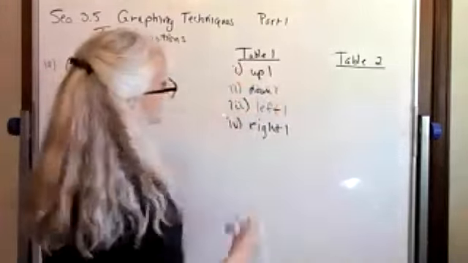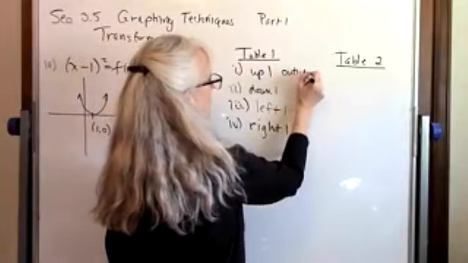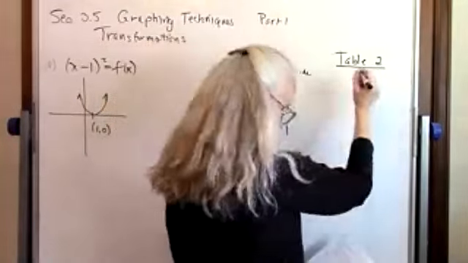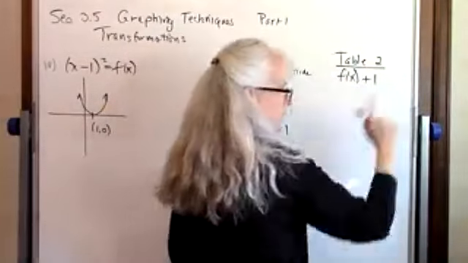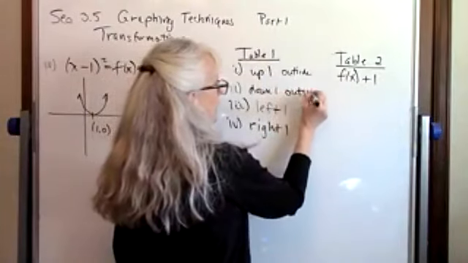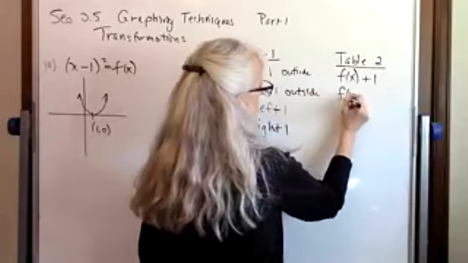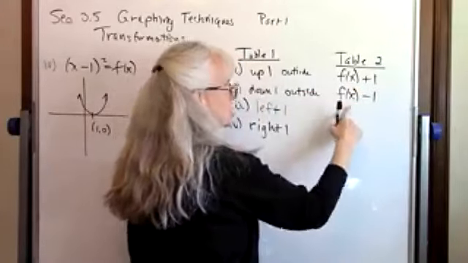We're going to start on table 2. So because this was outside of the function, we're going to come over here and rewrite this as f of x. There's the function, and we're adding 1 outside or after it. This down 1 was again outside the function. So we're going to write f of x minus 1. So the minus 1 is going outside of the function notation.